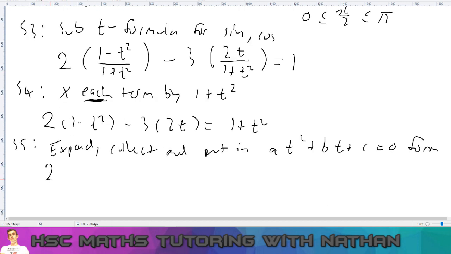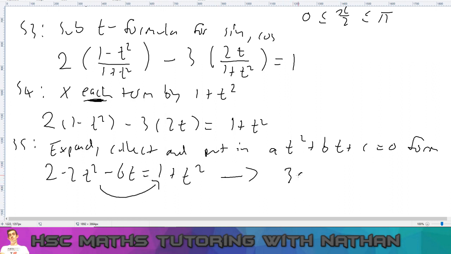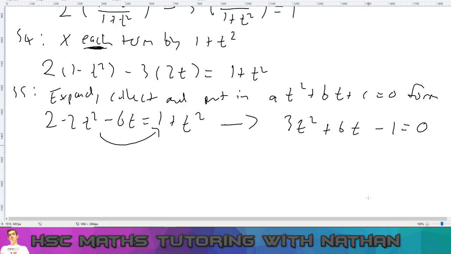So if we expand, we get 2 minus 2t squared minus 6t equals 1 plus t squared. Now I'm going to bring everything to the right side so that we have a positive t squared. So we get 3t squared plus 6t minus 1 equals 0. So I'm pretty sure the next step is obvious.